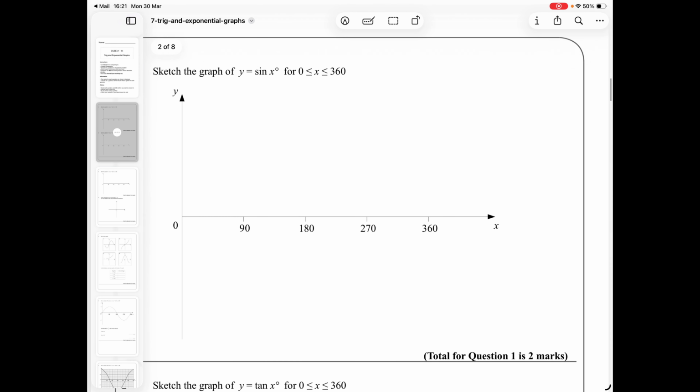Okay, we're just going to look at some graphs. There's always one graph question that you have to be able to do, so I thought I'd run you through how to draw different graphs. Sketch the graph of y equals sine of x. If you looked on your calculator, you'd know that sine goes between 1 and -1.